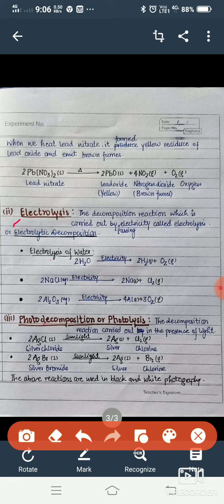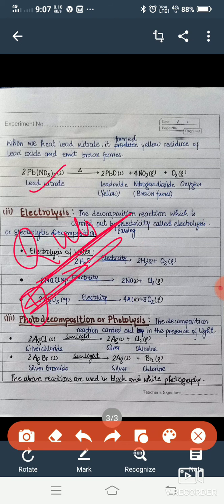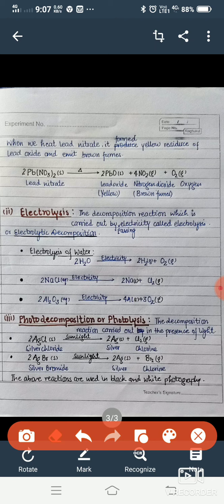The decomposition reaction which is carried out by passing electricity is called electrolysis or electrolytic decomposition reaction. When any substance decomposes into two or more substances by passing electricity, it is called an electrolytic decomposition reaction or electrolysis. So let's take an example.